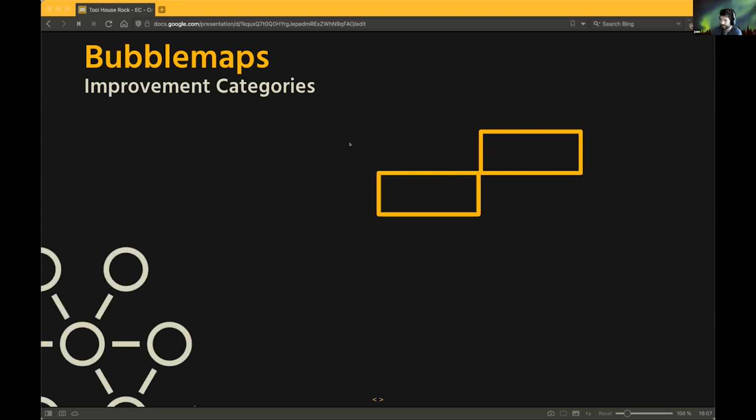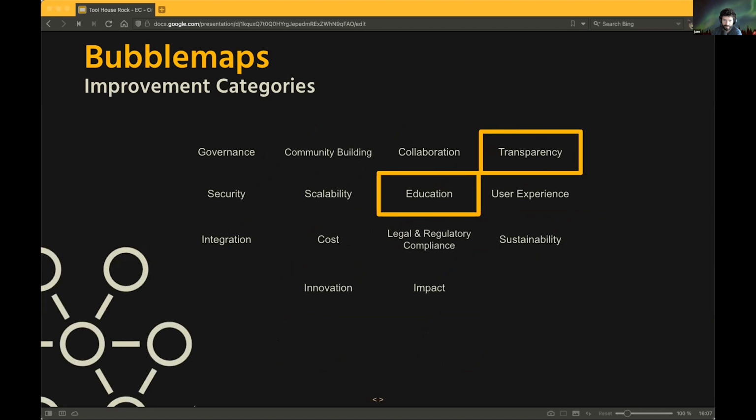I'll try not to ruin it. But okay, this is a bit embarrassing. Oh, there's a transparency thingy.